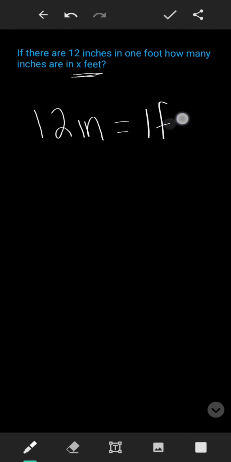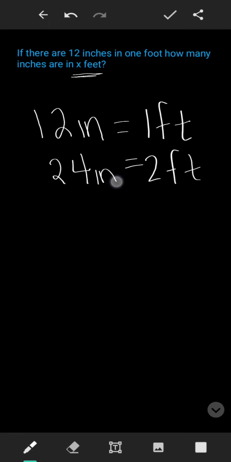TSI question. If there are 12 inches in 1 foot, how many inches are there in X amount of feet? I don't know how many feet it is, but they did give me that 12 inches are in 1 foot. So that means for every 1 foot, there'll be 12 inches. What about 2 feet? Well, if 1 foot is 12, 2 feet will be double that. So that'll be 24. 3 feet, that'll be 36.